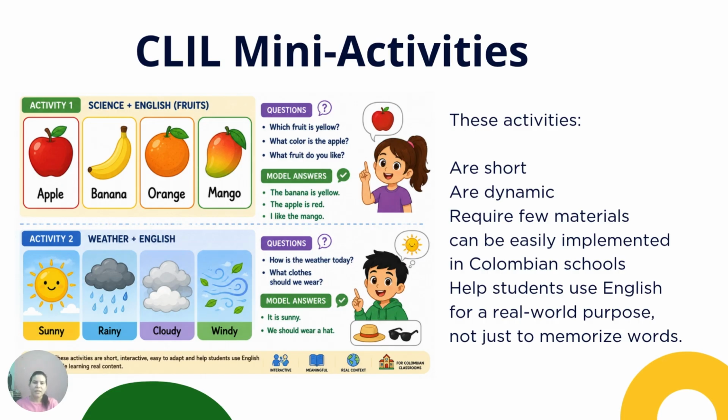Our first activity combines science and English. The teacher should feature all four fruits: an apple, a banana, an orange, and a mango. The students look at the picture while answering simple questions. For example, which fruit is yellow? Which color is the apple? Which fruit do you like?